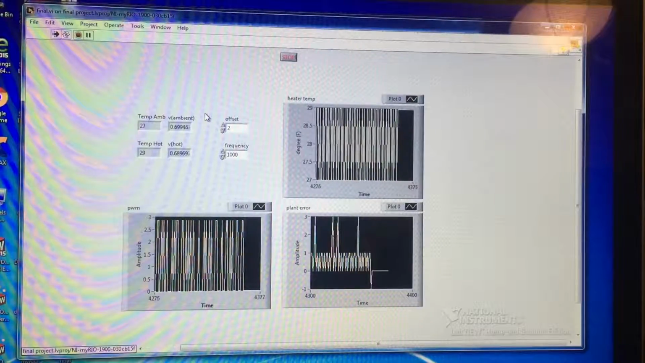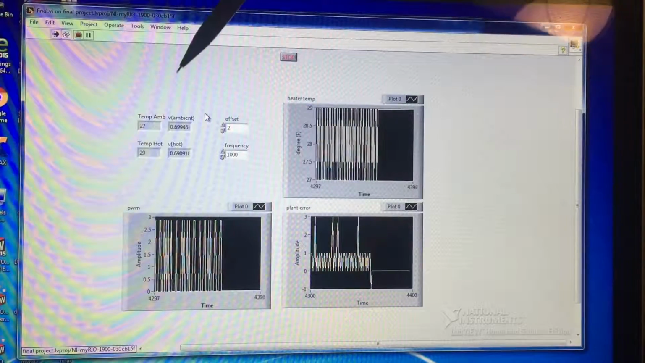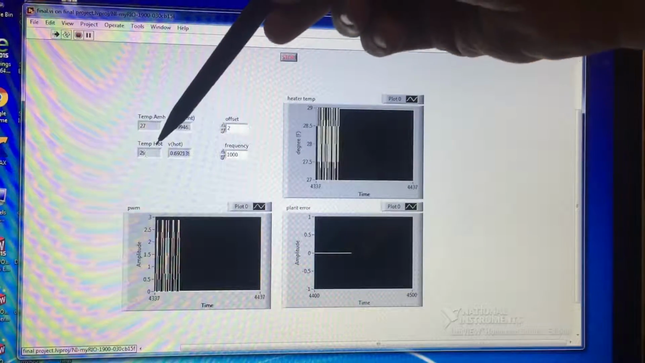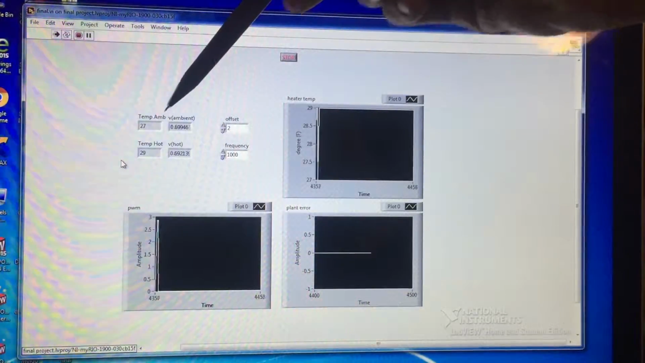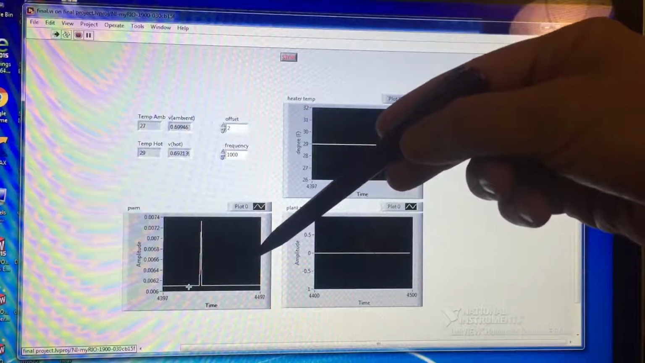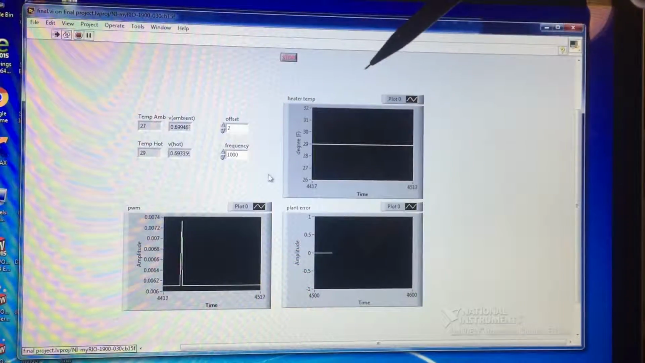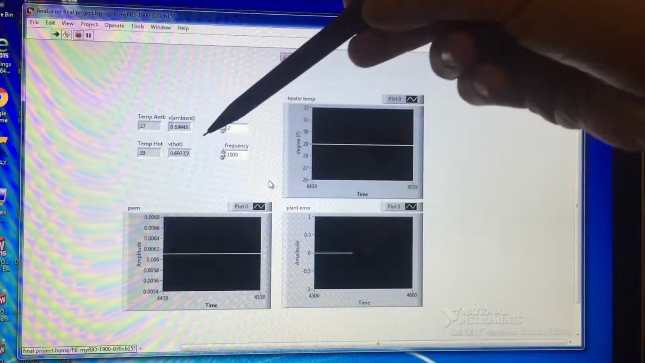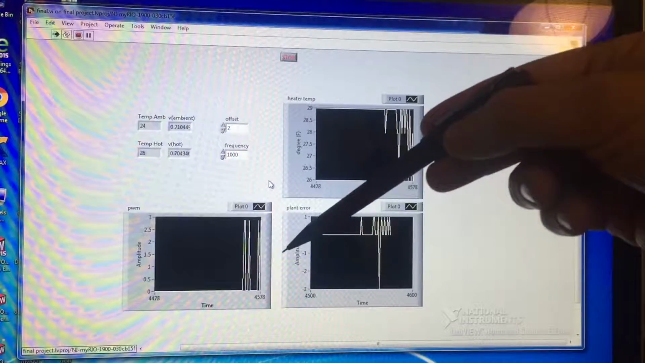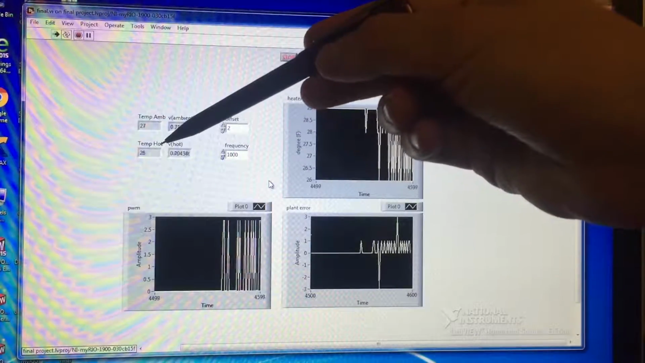It should go a little faster. There we go. So you can see ambient temperature is 27 degrees Celsius, hot temperature is at 29 degrees Celsius. So our error is at 0. Pulse width modulation is now turned off. And then anytime the temperature changes, the pulse width modulation will come back on, just like now. You can see temperature started to drop on the heater.